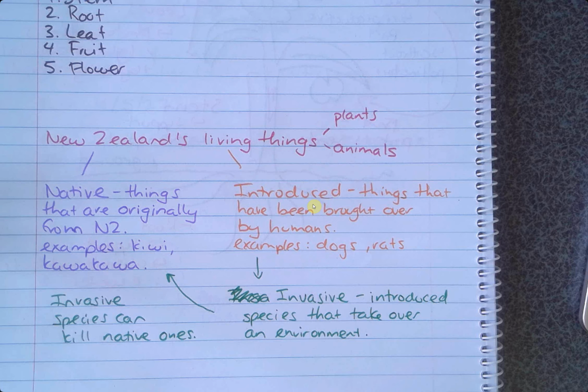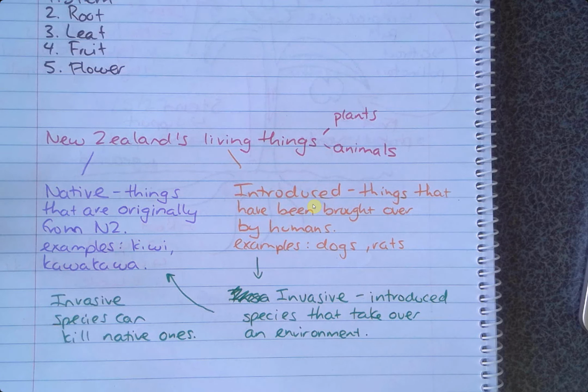We can also have invasive species that indirectly influence another animal. So for example, the stoats and the rats and the possums, they will kill native birds, and those native birds are important for the pollination of our plants. So there's lots of ripple effects when we're thinking about these invasive species.